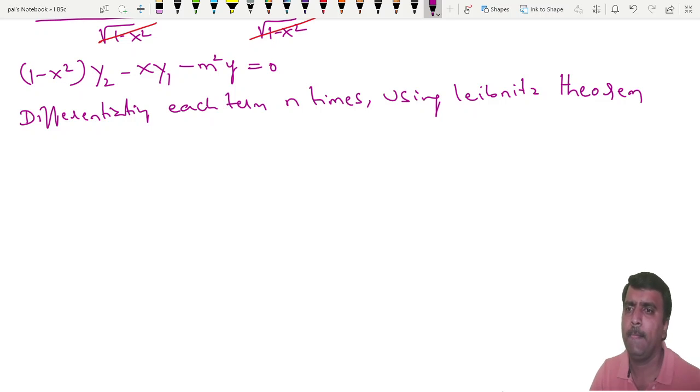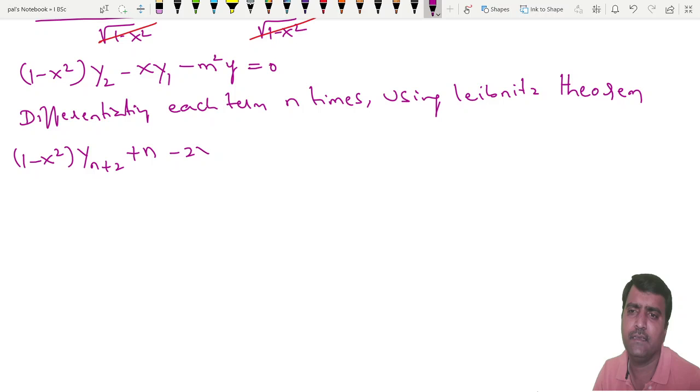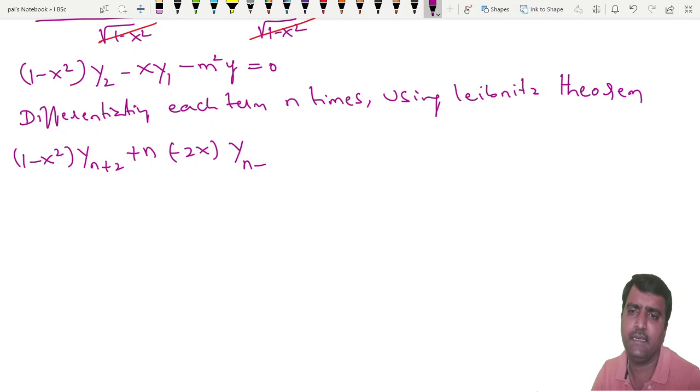So we have 1 minus x square into yn plus 2. So very simple method. You take 1 into 1 minus x square into yn plus 2 plus, next step, nC1, that means n. So you differentiate 1 minus x square, so its differentiation is minus 2x. And reduce a number from yn plus 2.